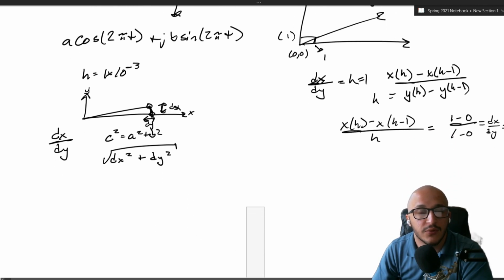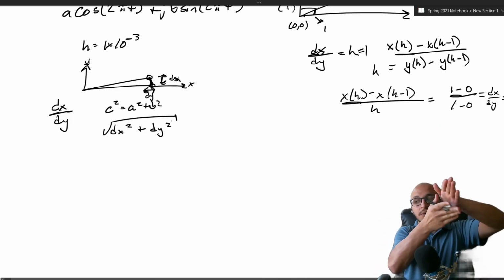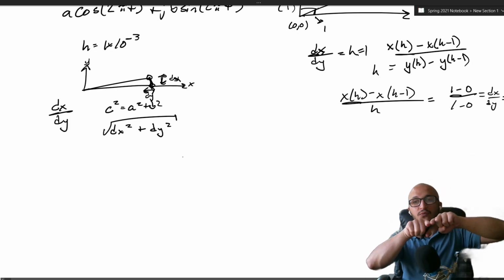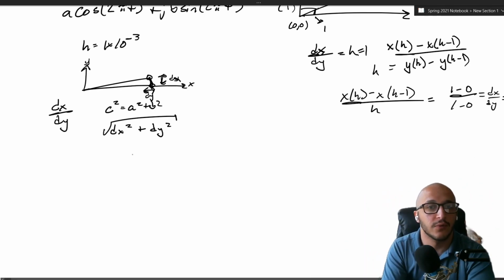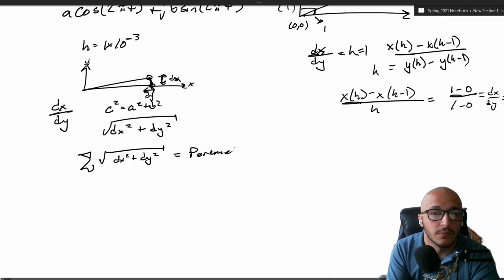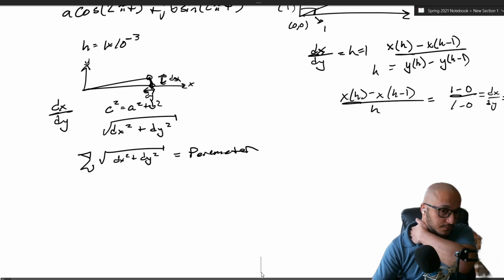So you would find the distance there, and then what you would do is you would cut the circle up into all of these different parts, and then once you find all the little differences, you would sum them all together. So you would do the sum of the square root of dx squared plus dy squared. That should equal your perimeter.